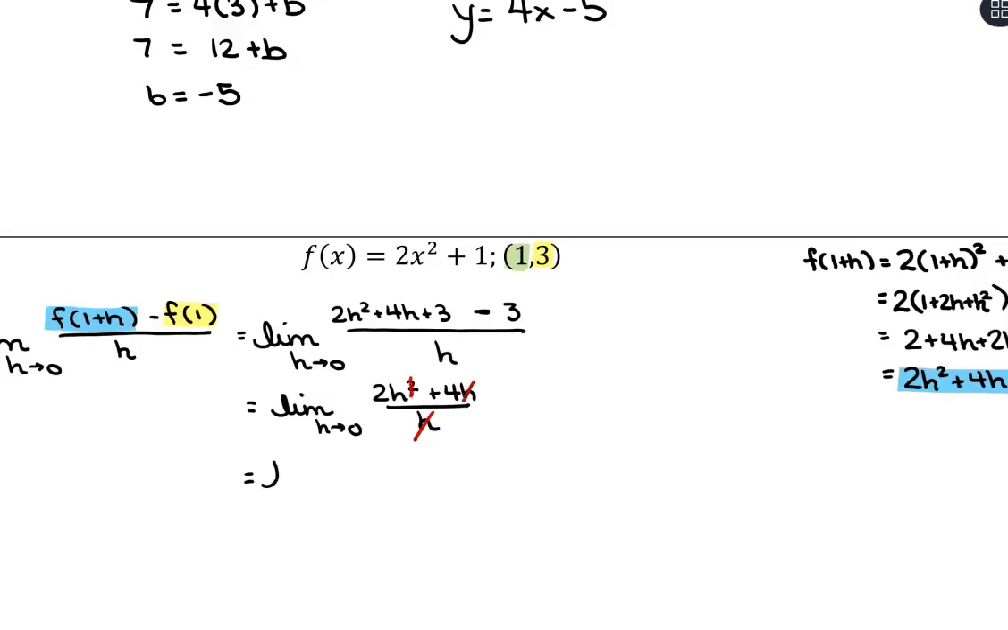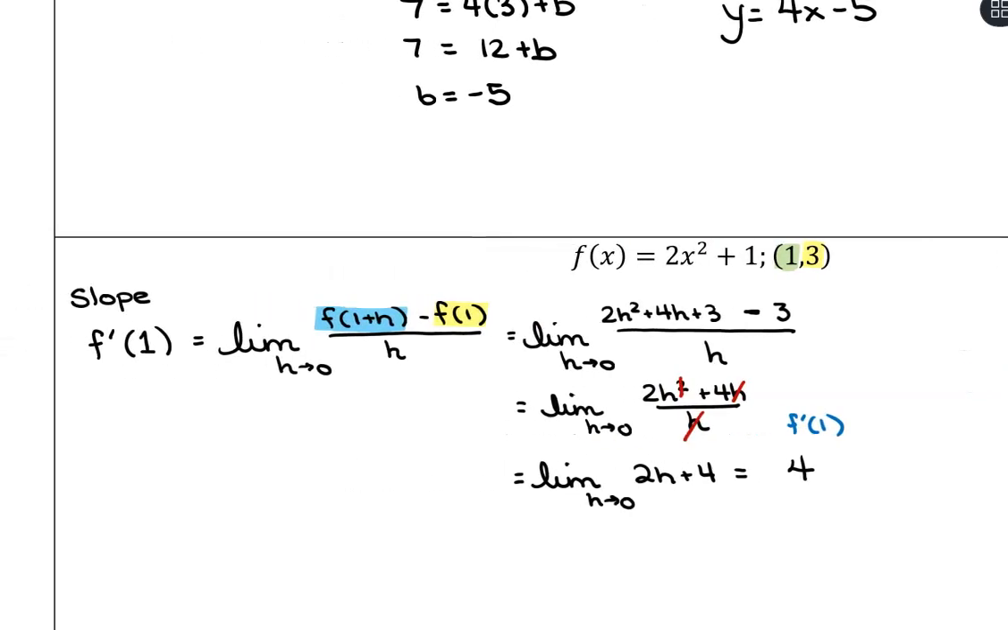So this is evaluating the limit as h approaches 0 of 2h plus 4. And now we can plug in h equals 0, which is just going to leave us with a 4. So that right there is the slope of our tangent line, or if we were just interested in our derivative at 1, that would be the solution to our calculation of the derivative.